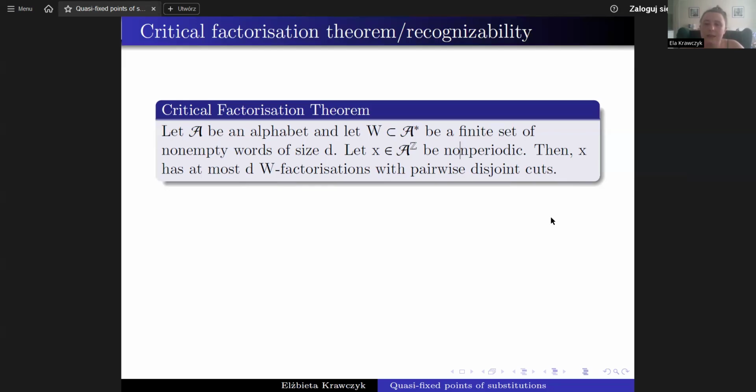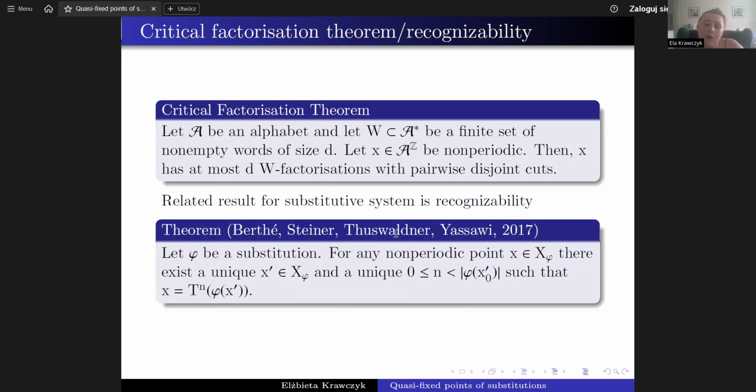So what it says is if I take my sequence X and I try to write it as a concatenation of words from W, and I write it in a way such that the endings and beginnings of these words in different factorizations are never on the same index, then I can do this in at most d ways. Okay, so this is a classical result.